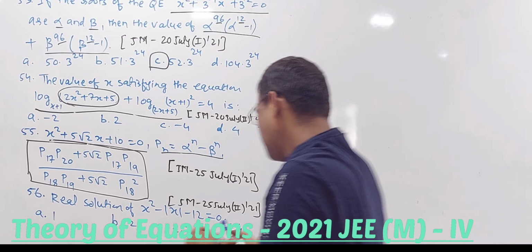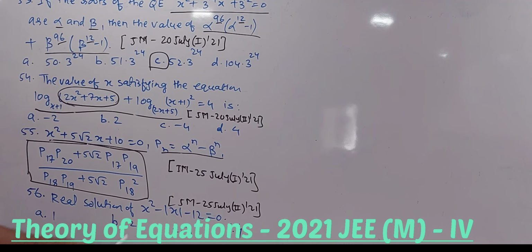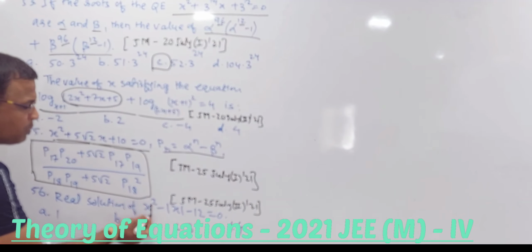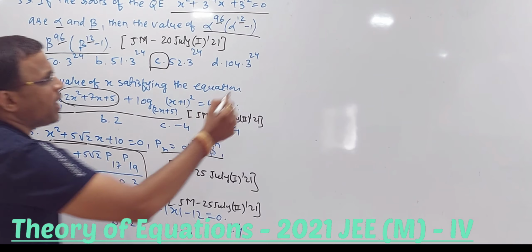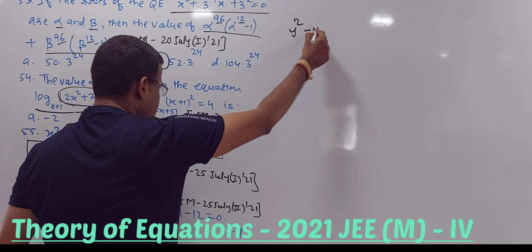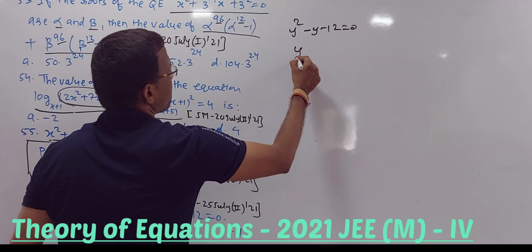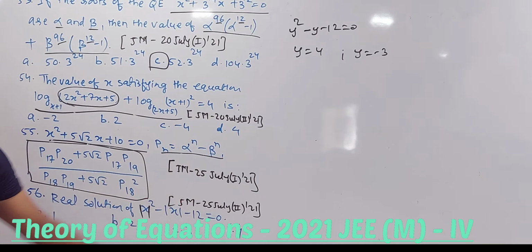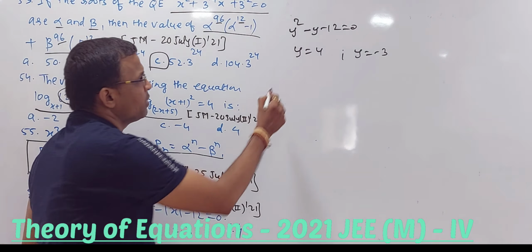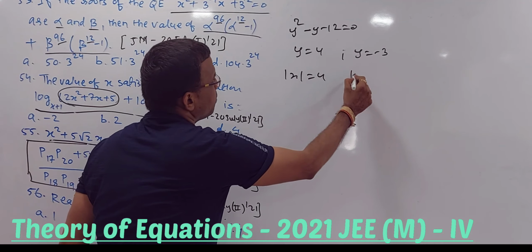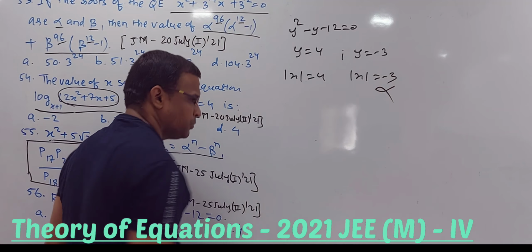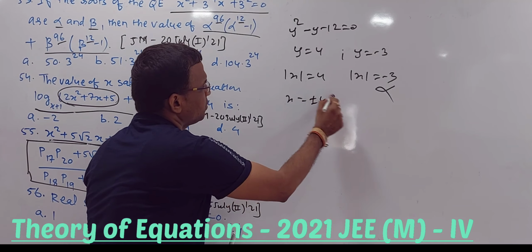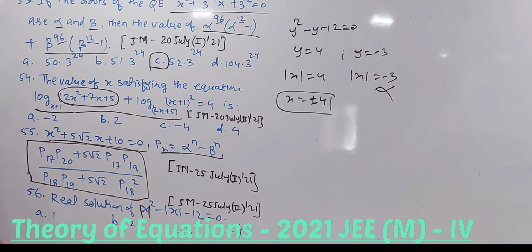Fine. So real solutions of this x square minus x minus 12. So I can say that this mod x, so this x square can be mod x square, and put mod x is equal to y. So it is y square minus y minus 12 is equal to 0. So that gives y is equal to 4 and y is equal to minus 3. But that is something we have already done, I don't need to waste time on that. So that is mod x is equal to 4 and mod x is equal to minus 3. It doesn't work. Fine. So it works. x is equal to plus minus 4. So two solutions. Question asks what? Real solution. So two solutions.